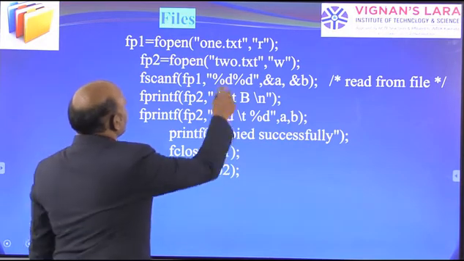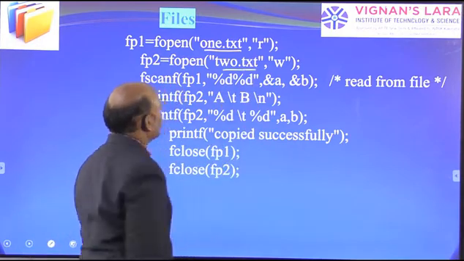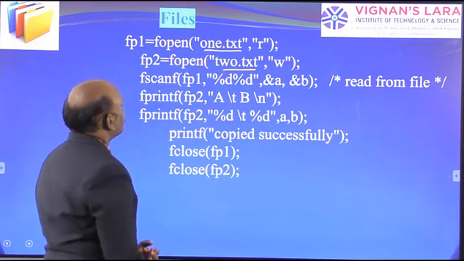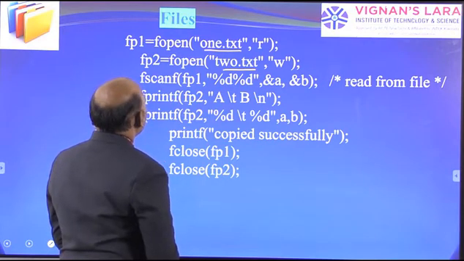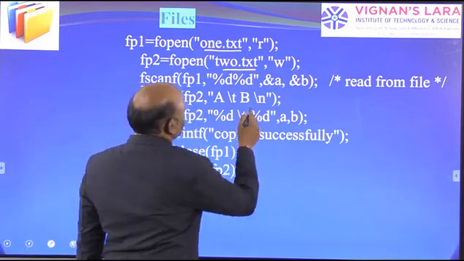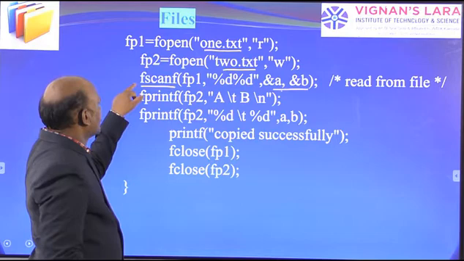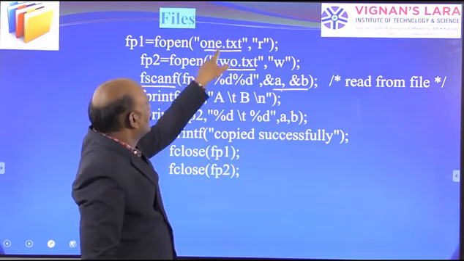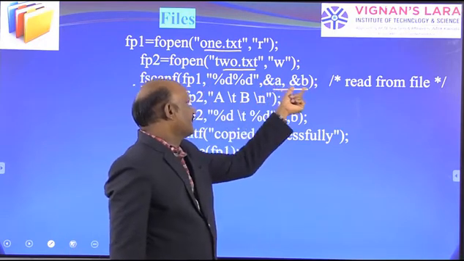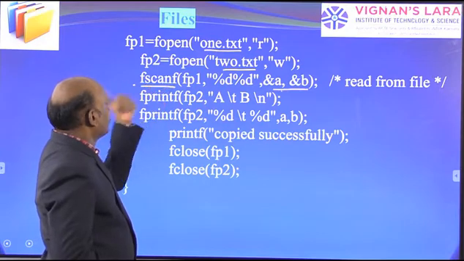Now, again I am opening that file in reading mode, and the second file in writing mode. The second file is 2.txt. Now read the data from the first file. For that, fscanf is used. The file pointer is fp1. So %d, %d, ampersand a, b. With the help of this function, we can read the data from the 1.txt file. The 1.txt file consists of the data of A and B. That will be read from the file with the help of fscanf.